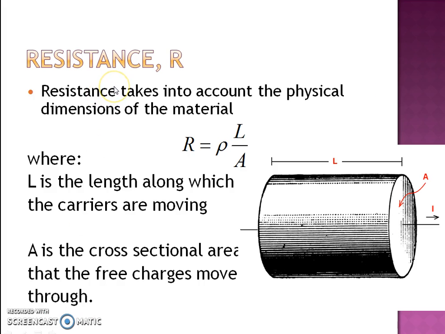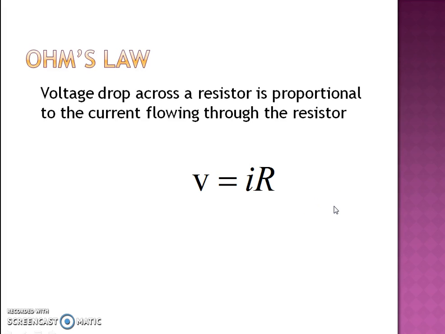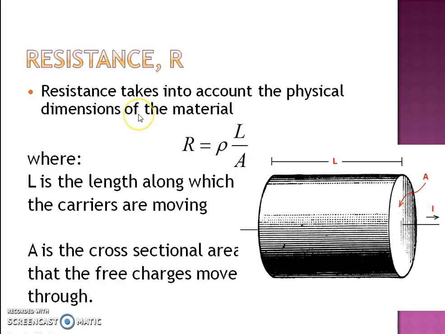Resistance takes into account the physical dimensions of the material. Resistance R is equal to rho times L by A, where L is the length along which the current is moving, and A is the cross-sectional area through which the free charges move. So resistance is the property of a material to oppose the flow of current. In simple manner, we can say it like that.